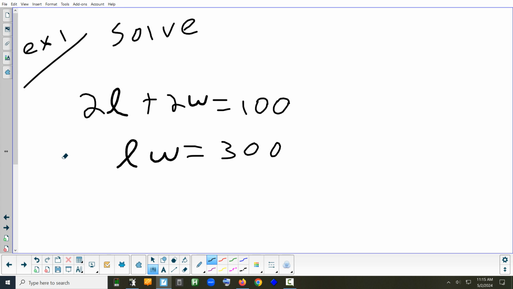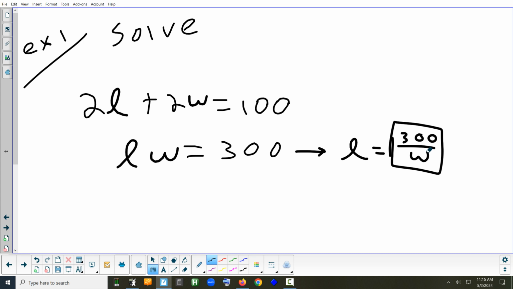L. Okay, so in the bottom, if you get L by itself, can someone tell me what do you get for L? Yeah? 300 over W. Okay, now, we've got 300 over W. What do we do with that information? You plug it into the top for L. Yeah, plug this back in to the other equation for L.